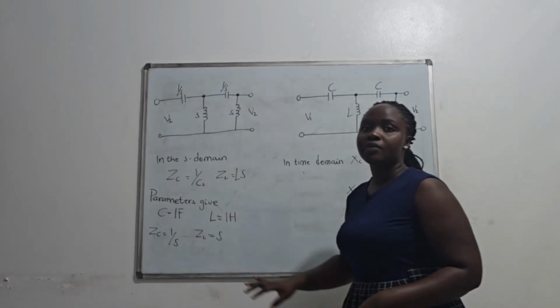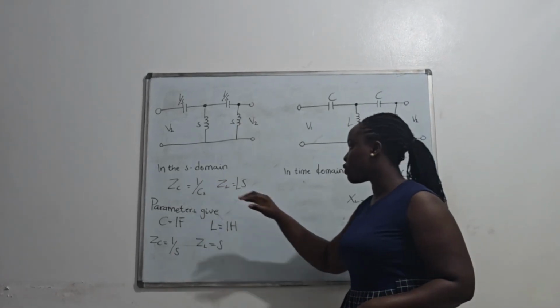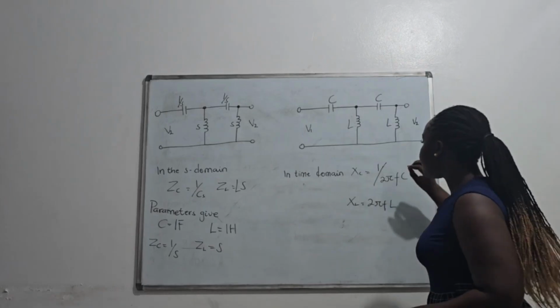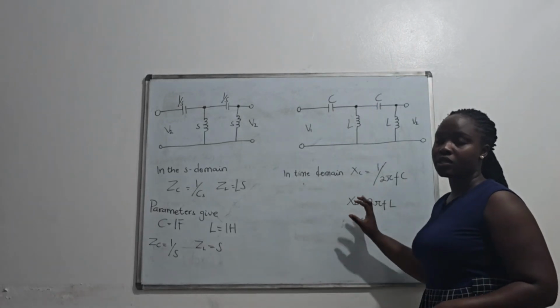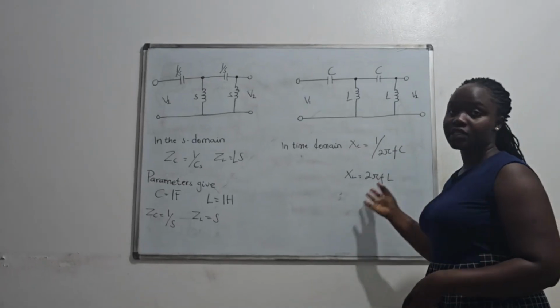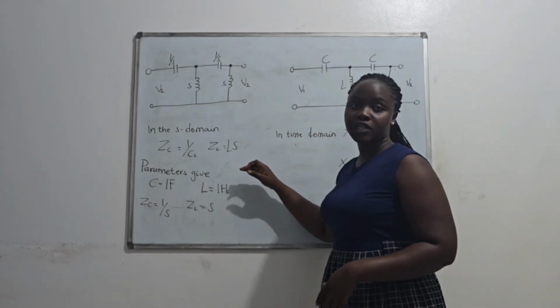The reason why we are transforming from the time domain to the S domain is because in the time domain, capacitors and inductors are characterized by differential equations. And using differential equations, this whole thing becomes more complicated to solve. That is why we have to move to the S domain, which is characterized by complex frequencies.